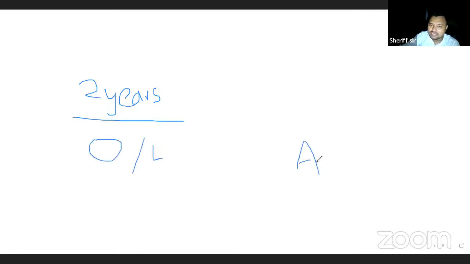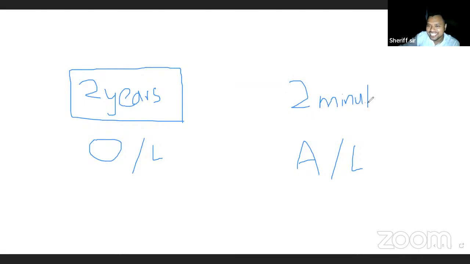Okay, O levels is a 2-year course. Grade 10 and 11, you will be learning a lot of things, for example, maths or science. You will learn so many things in 2 years, right? That's O levels. Then what is A levels? Everything you learned in 2 years will be covered in 2 minutes in A levels. And the rest will be A levels.